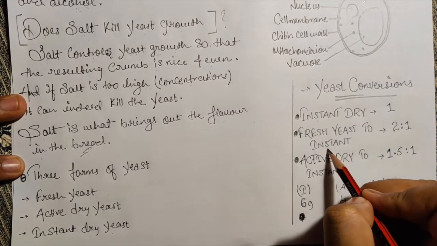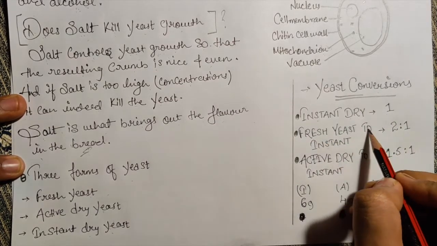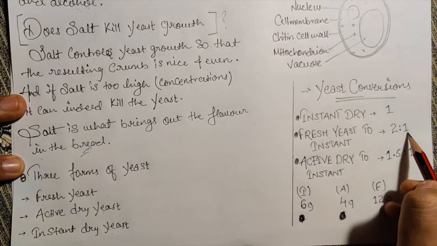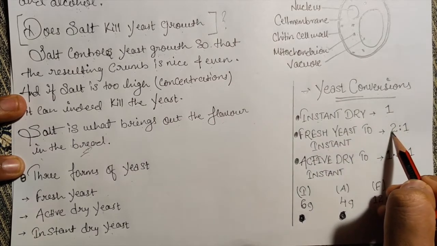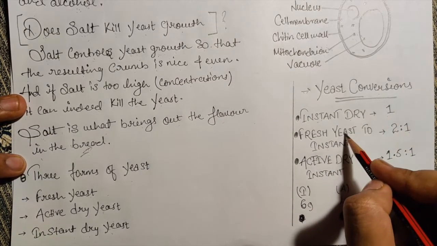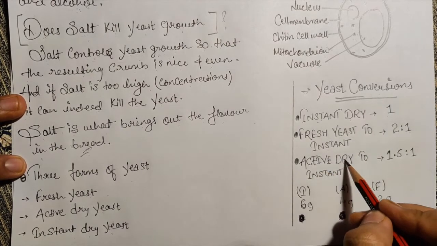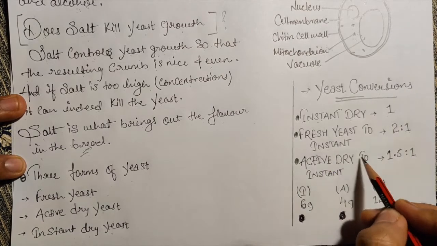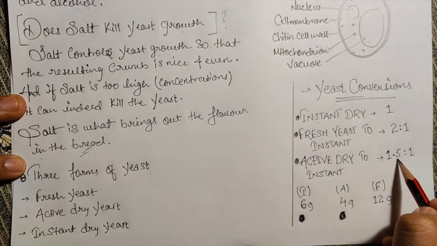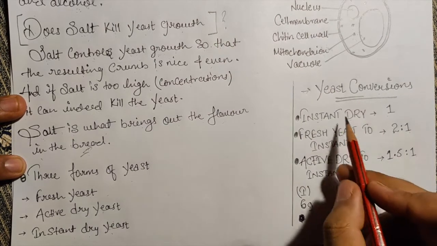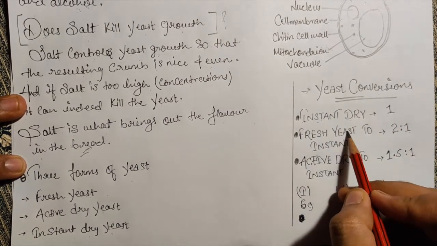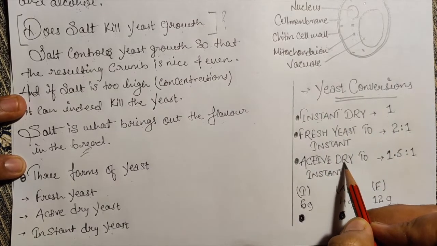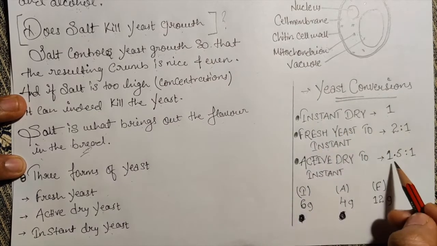Instant dry means 1. Fresh yeast to instant means if you're taking instant yeast as 1, then fresh yeast means twice of this. And here we have active dry to instant yeast. Instant yeast is 1 here. When it comes to active dry yeast, you have to take 1.5 times to balance it. So instant dry yeast is 1, fresh yeast is double, 2:1. When active dry comes, then 1.5 times of this.